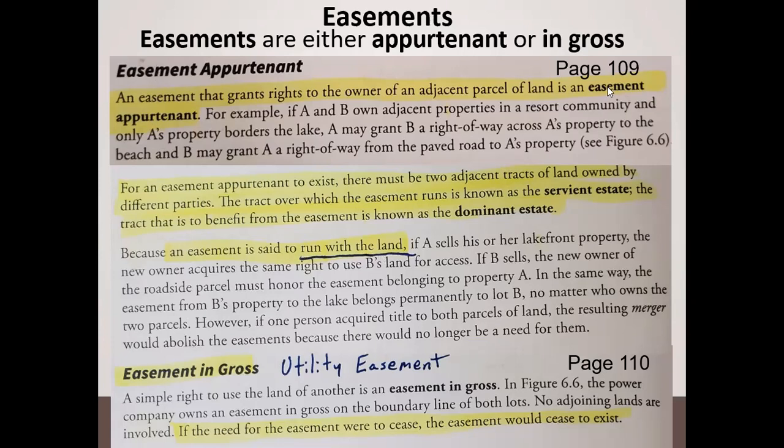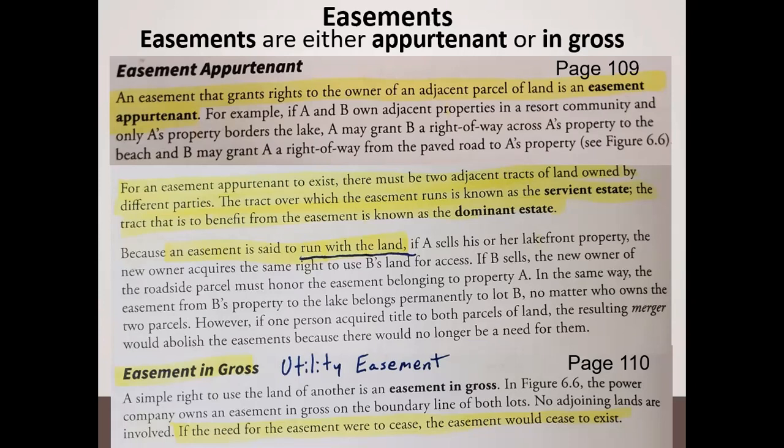Okay, then go back to page 109. An easement that grants rights to the owner of an adjacent parcel of land is an easement appurtenant. Adjacent is another property that's touching yours, not the person across the street, but maybe your neighbor to the left, your neighbor to the right, or the neighbor behind you. It's not the person across the street. It's another person's property that's touching yours.